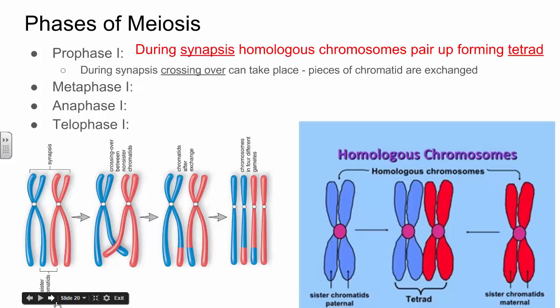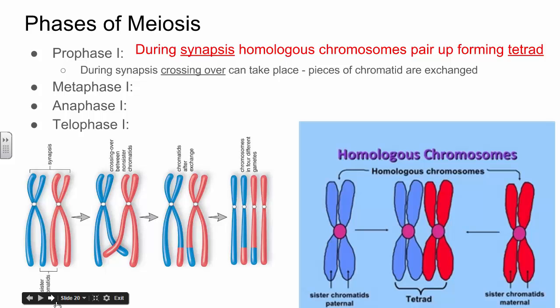Okay? And during this phase, something called synapsis takes place. What happens is that homologous chromosomes pair up together. They match up. And they form something that we call a tetrad. This is a tetrad. It's two homologous chromosomes that have lined up with each other. So let's go back to this homologous chromosome.